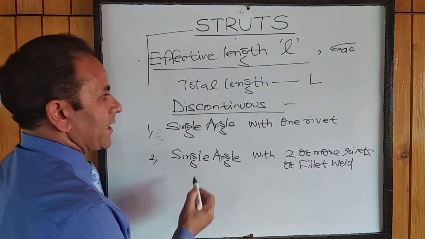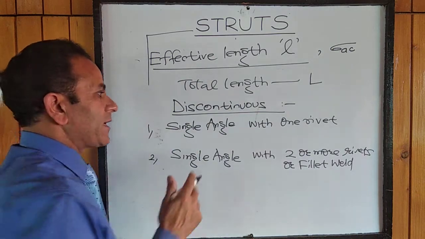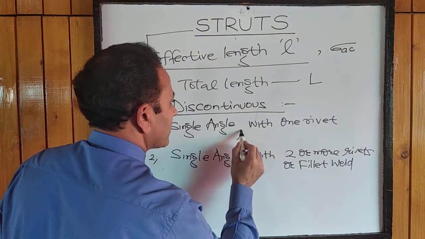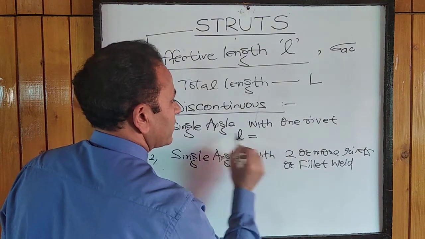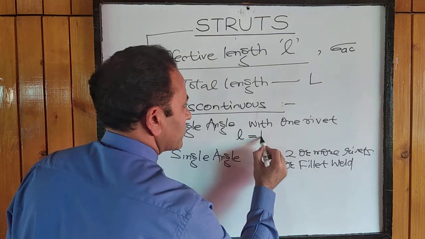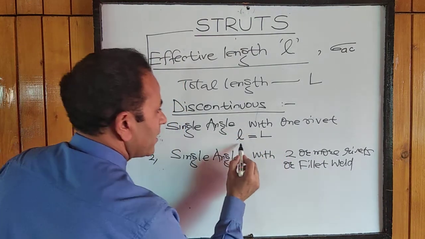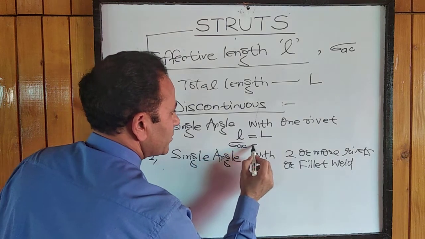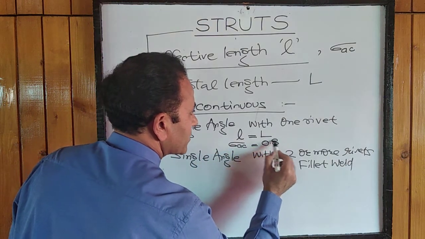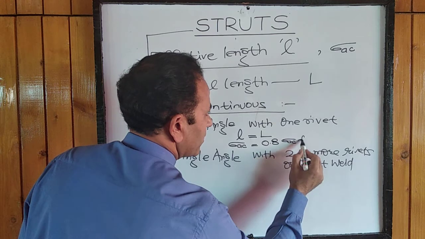Then if it is a single angle which is connected at the ends by a single rivet only, the effective span or effective length is taken equal to the total length of the member, that is center to center distance between the intersections. And here sigma AC is to be reduced. It is to be taken as 80% of sigma AC from the table.